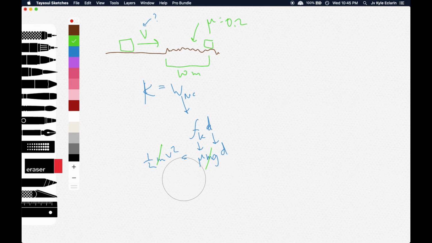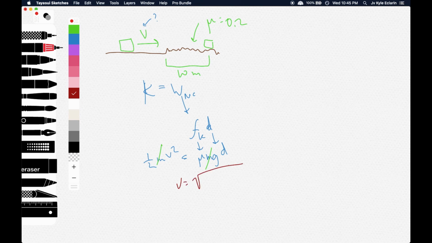And what we're trying to find is a velocity. So in this case, velocity is equal to 2 times mu times gravity times the distance.